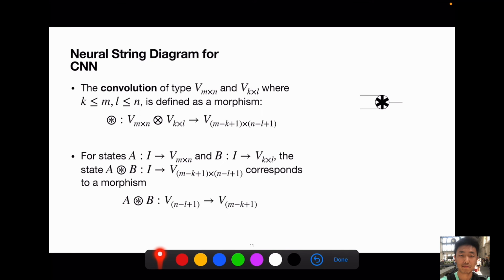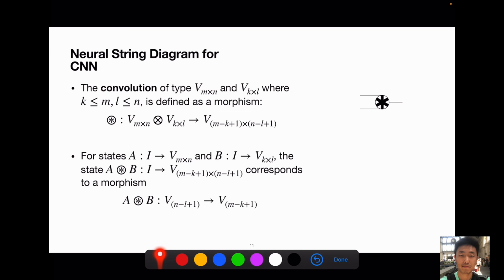Now, with the technical framework ready, we can introduce the neural string diagram for various deep learning architectures. The first one is CNN, and obviously the key component of CNN is convolution. Here we give the definition of convolution in a Dagger compact category, and here is the string diagram for the convolution morphism. The convolution of type V n by n and V k by l, where k is less than or equal to m and l is less than or equal to n, is defined as a morphism in such a way.